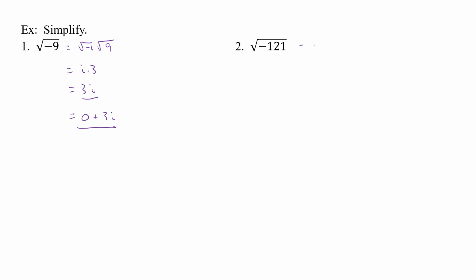Okay. What about this one? Well, we're going to do the same thing. We're going to pull out a -1 and then the square root of 121. Well, the square root of -1 is i again. Square root of 121, well, that's just 11. And so that's equal to 11i. Now, if they say, what is the complex number? Then you'll have to say 0 plus 11i. Again, not always will they ask for that, but sometimes they will. So you have to kind of remember a complex number has both the real and the imaginary parts.